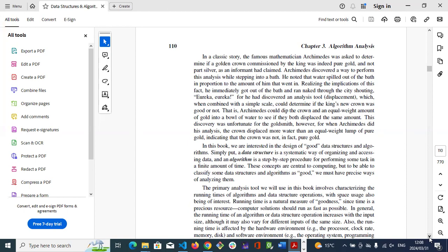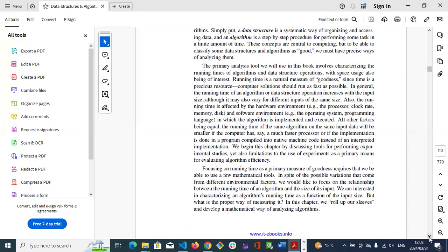Also, the running time is affected by the hardware environment, e.g. the processor, the clock rate, memory, disk, and the software environment, e.g. the operating system and programming language in which the algorithm is implemented and executed.